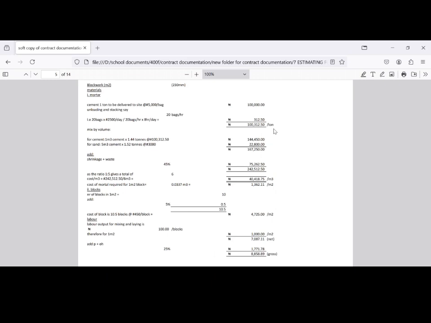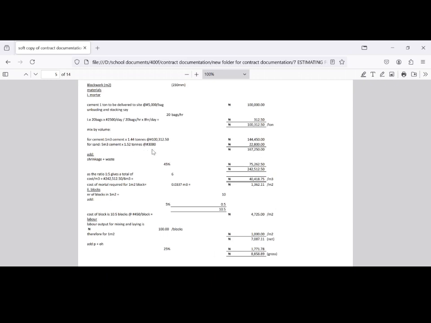Now for sand, we know one cubic meter is equal to 1.52 tons, and we know the price of 1 ton is 3,000. So to get the price for 5 cubic meters, now why did I use 5? Because our mix ratio is 1:5. So 1 will be for cement, 5 will be for sand. It will be 5 times the 1.52 tons times the 3,000 naira per ton.